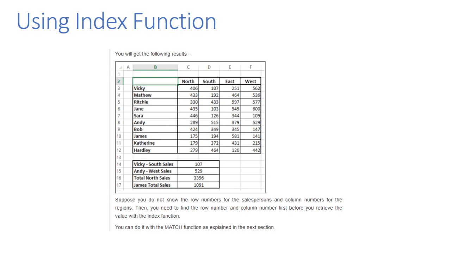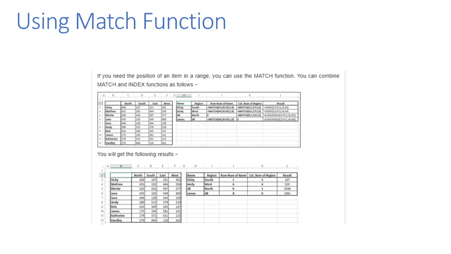Suppose you do not know the row numbers for the salespersons and the column numbers for the regions. Then you need to find the row number and column number first before you retrieve the value with the INDEX function. You can do it with the MATCH function as explained in the next section. Using the MATCH function, if you need the position of an item in a range, you can use the MATCH function. You can combine MATCH and INDEX functions as follows.